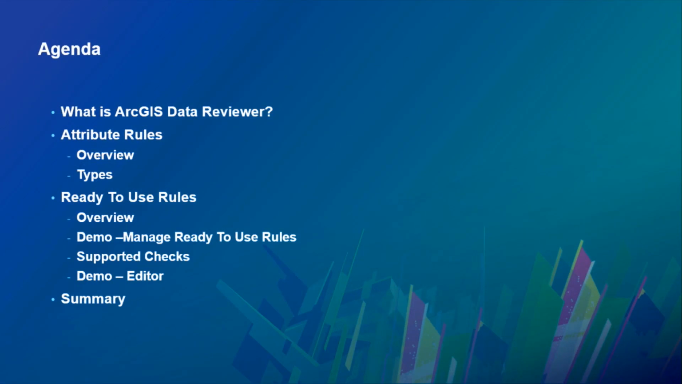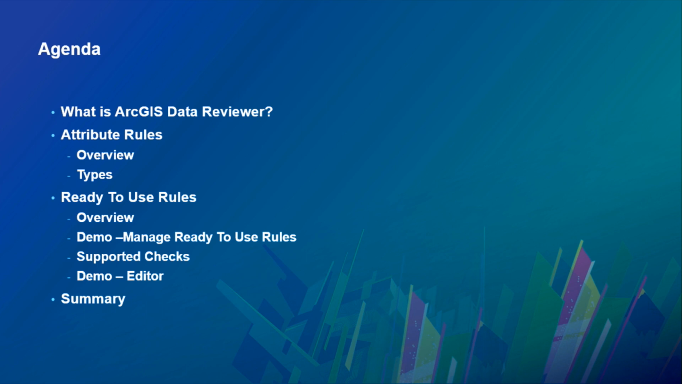So what are we going to talk about? We're going to talk about what ArcGIS Data Reviewer actually is, what the general workflows and tools are, and the different platform pieces in the system. Then we'll talk about attribute rules, a general overview of all the different types. Then we dive deeper into ready-to-use rules and what they are in the context of attribute rules. And then we'll demonstrate how to create and author a ready-to-use rule.